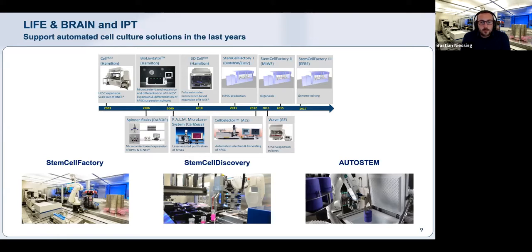And then at the moment, we have at our institute and at the institute of Yannick 3 different platforms, the so-called stem cell factory, the stem cell discovery, and the autostem platform. With those platforms, we can produce induced pluripotent stem cells and mesenchymal stem cells in an automated way. And now I will hand over to Yannick again.